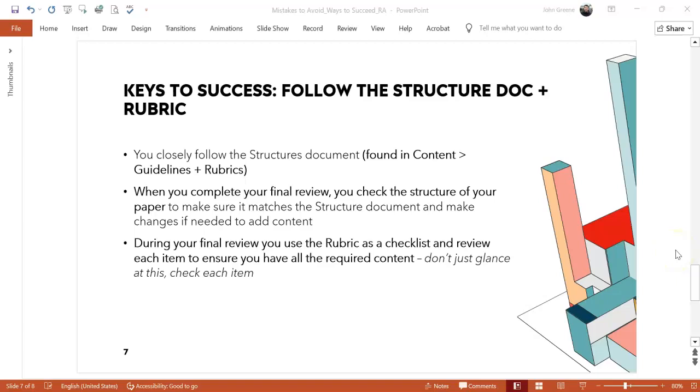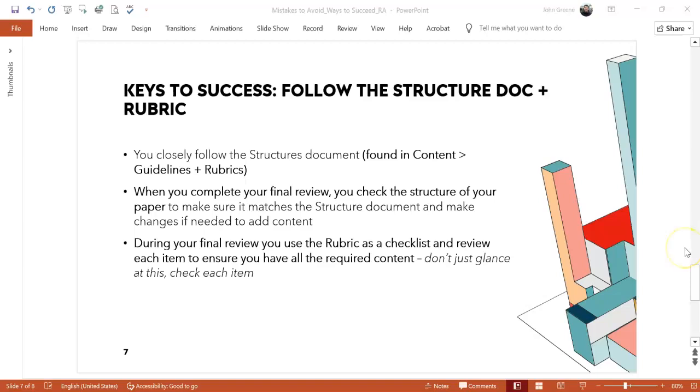The last key to success, and this is not all encompassing, so you still need to follow the guidelines and rubric, but I'm reviewing 3 here. And the final key to success is to follow the structure document and the rubric. Okay. I build these to support you and to set you up for success. So you should closely follow the structure document. That's found in content under guidelines and rubrics folder in D2L.